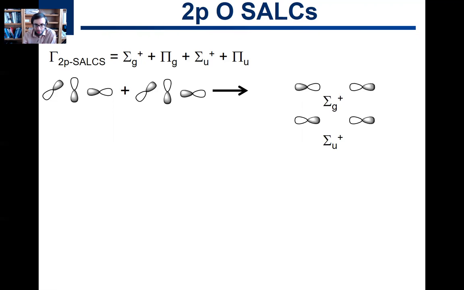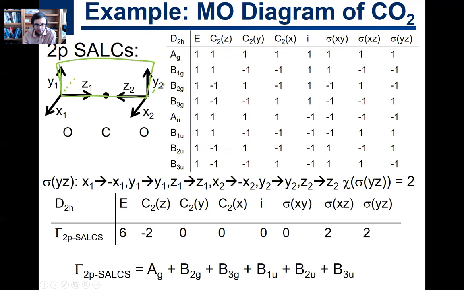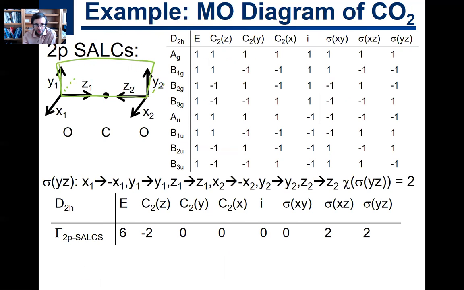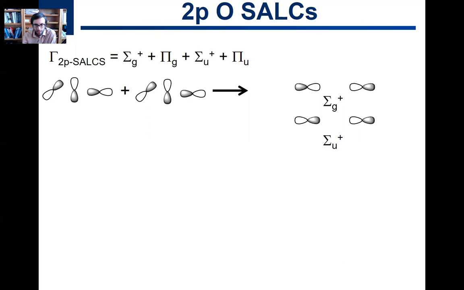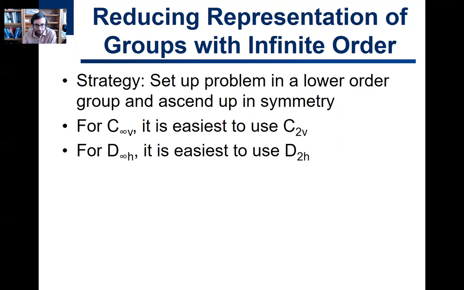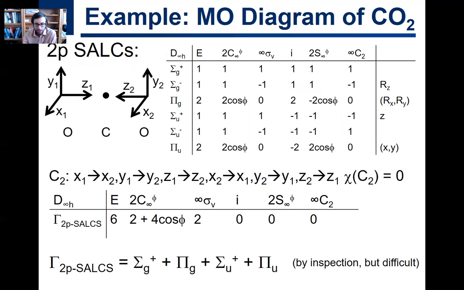Anyway, there's a sigma g plus, there's a sigma u plus. And let's just do one of these, let's try to figure out why the symmetry is actually sigma u plus. So I'm going to go back to the slide with the character tables, the D infinity h character table here. Okay, there we go.